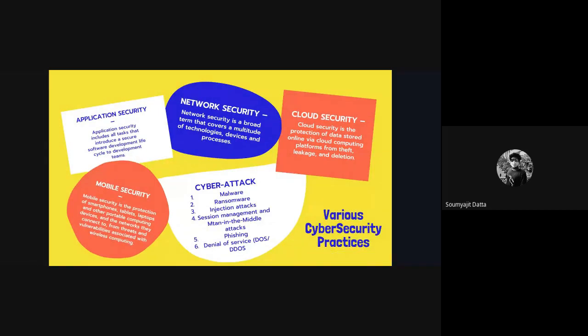Okay, so there are many terms here. Application security includes all the tasks that introduce a secure software development lifecycle to development teams. Network security is a broad term that covers a multitude of technologies, devices, and processes. There's also cloud security, which is the protection of data stored online via cloud computing systems from theft, leakage, and deletion. And last but not the least, mobile security, which is the protection of smartphones, tablets, laptops, and other portable computing devices, and the networks they connect to, from threats and vulnerabilities associated with wireless computing.